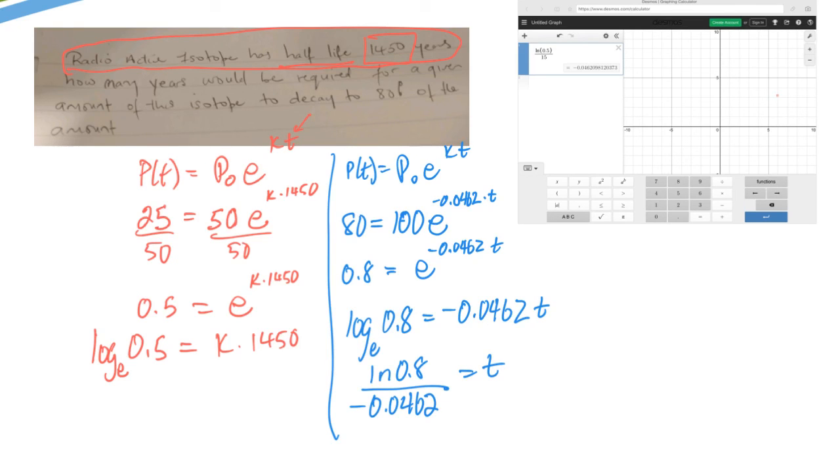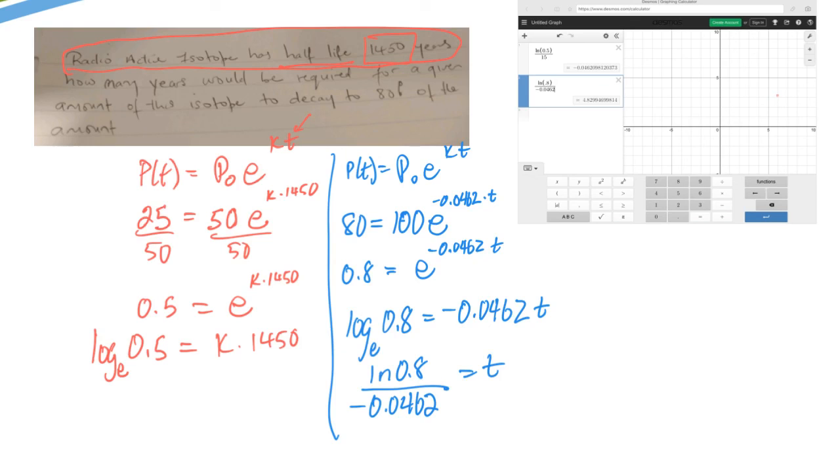So let's do that over here. So ln. Where did all my stuff just go? Just got erased there. Here we go. Ln. I have to go under functions. And I have to go to ln of 0.8, bracket, divide, negative 0.0462. There we go.